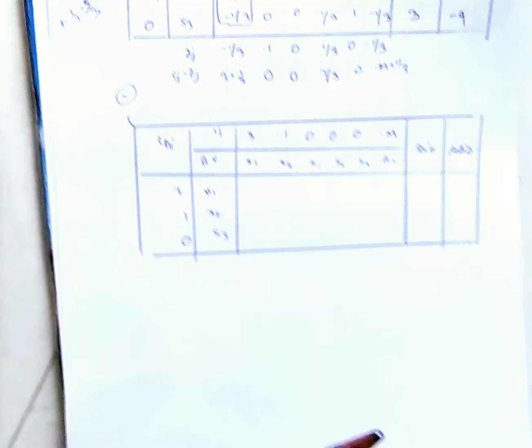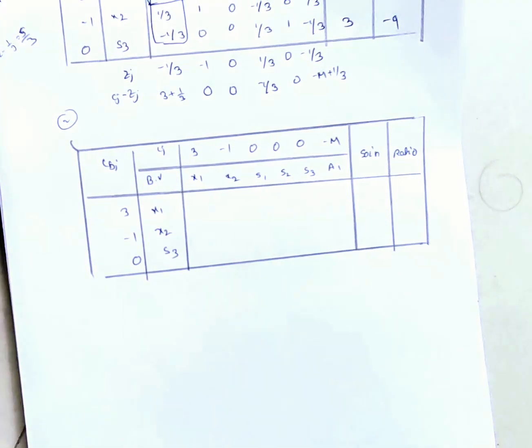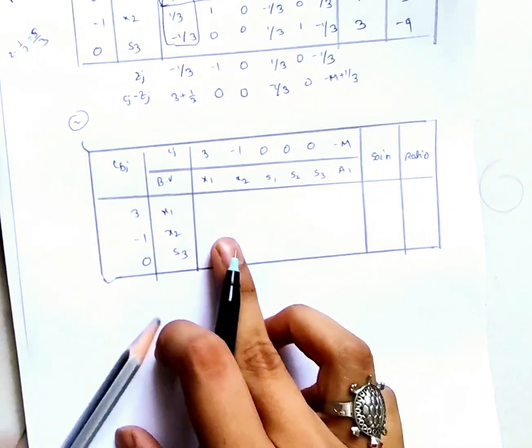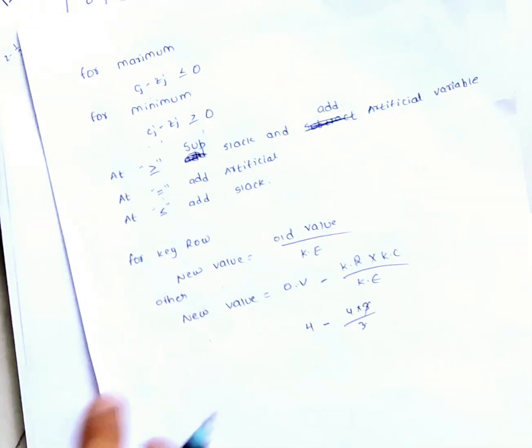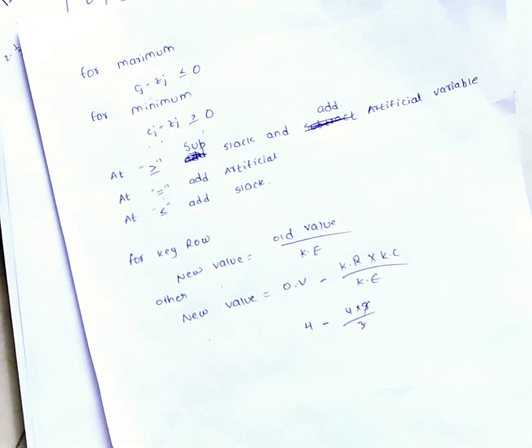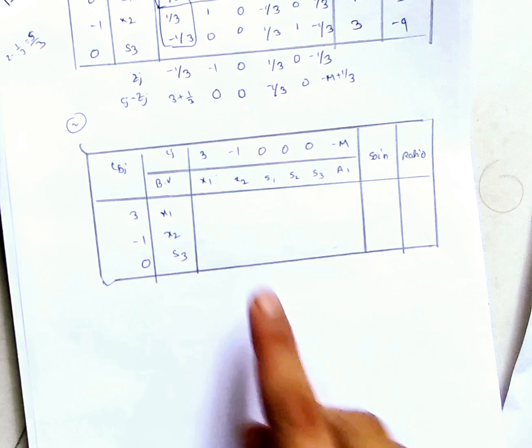Let me draw the table. Yeah, table done. So what we have to do here? We have to find the same again. In the table we are using the formulas, right? For the key row, new value equals old value by key element, and for other rows, new value equals old value minus key row into key column by key element. Okay, so let me apply these formulas.